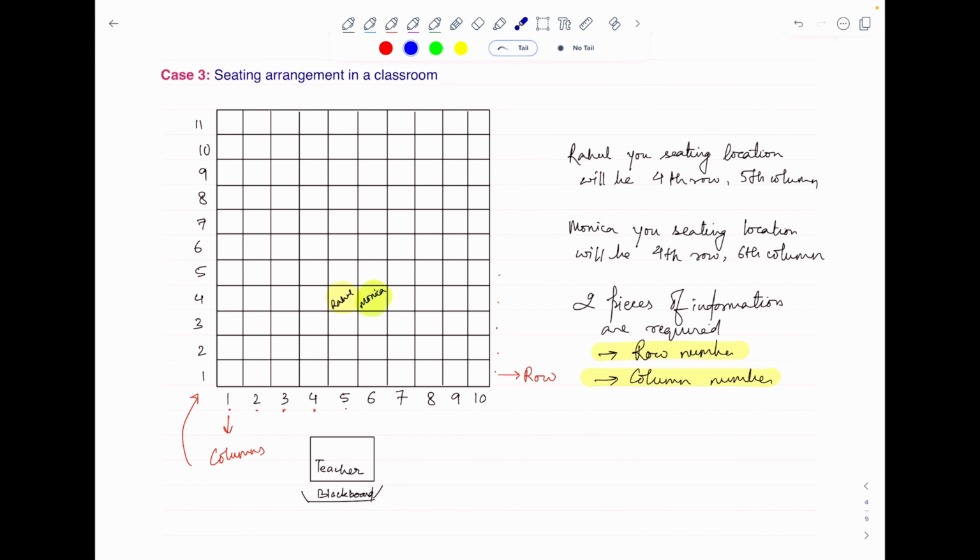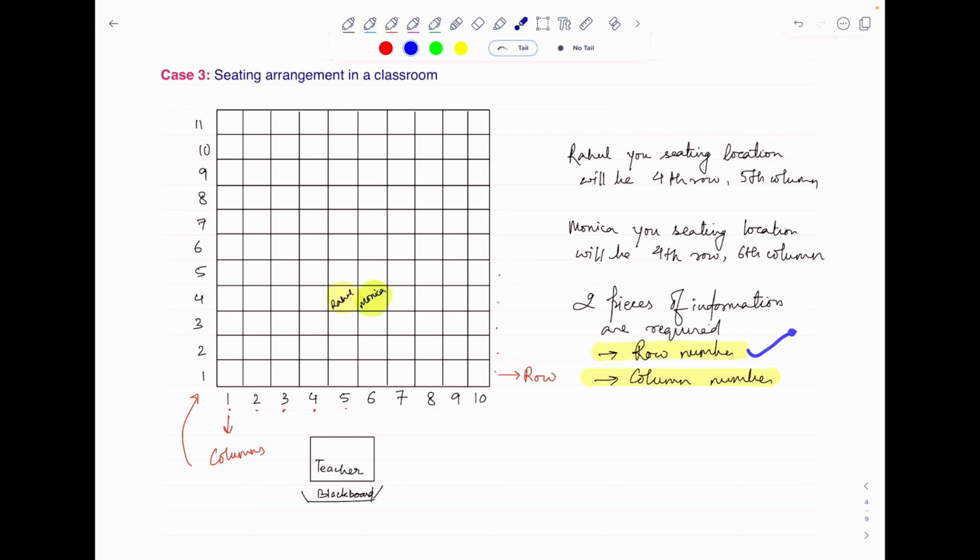Similarly, the sitting arrangement. Madam told Rahul to sit in the 4th row, 5th column. The teacher specified that this is the first row and first column. So he entered from the first row, went to the second row, third row, fourth row, then first column, second column, third column, fourth column, and fifth column. He reached the fifth column and sat on his chair. Similarly, Monica: madam said fourth row, sixth column. So first row, second row, third row, fourth row, first column up to the sixth column. She reached her location and sat in the chair.